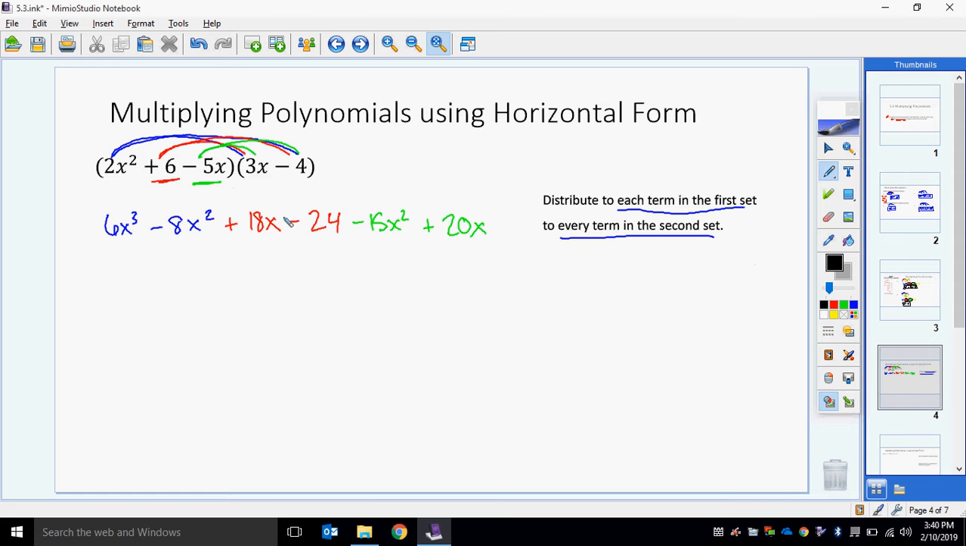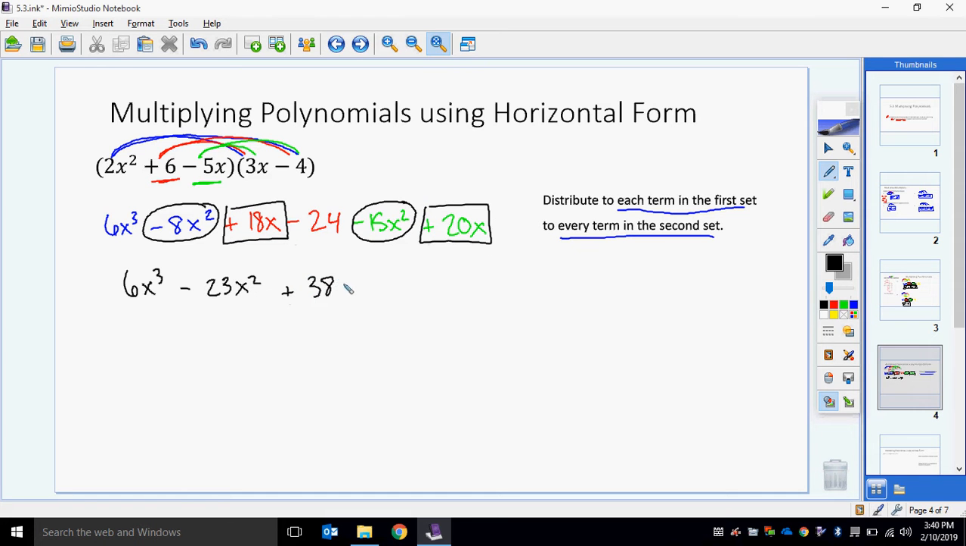And now you just combine like terms, so you don't have any cubes, but you do have a couple squares that you can combine. So -8 and -15, -23x squared. You have 18x and 20x, combine those to give you 38x. And then you have a -24 that can't be combined with anything. And that's your final answer.